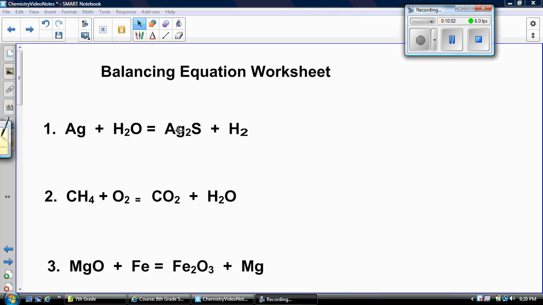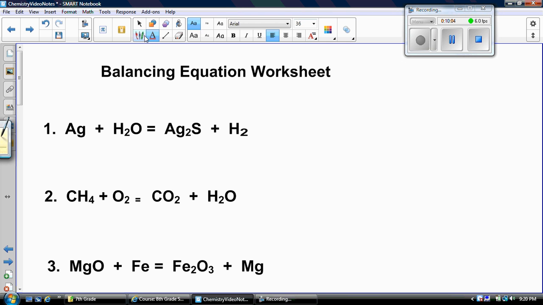So that's not okay. So what we do is we add a subscript, and we can put a 2 in front of this Ag. So now that's telling you that there are two Ag elements. And then over here we also have 2, so we're good with the silver. Those are balanced. Then we're going to look at the hydrogen. We've got 2 hydrogen, 2 hydrogen. We don't need to do anything about it.